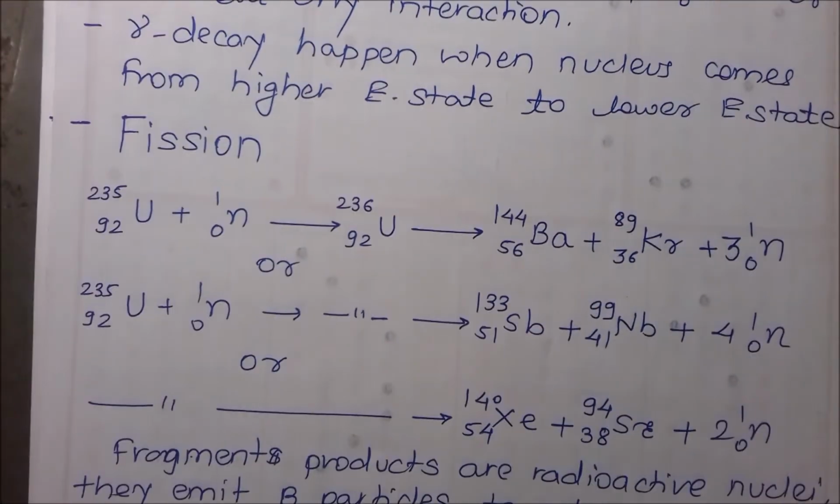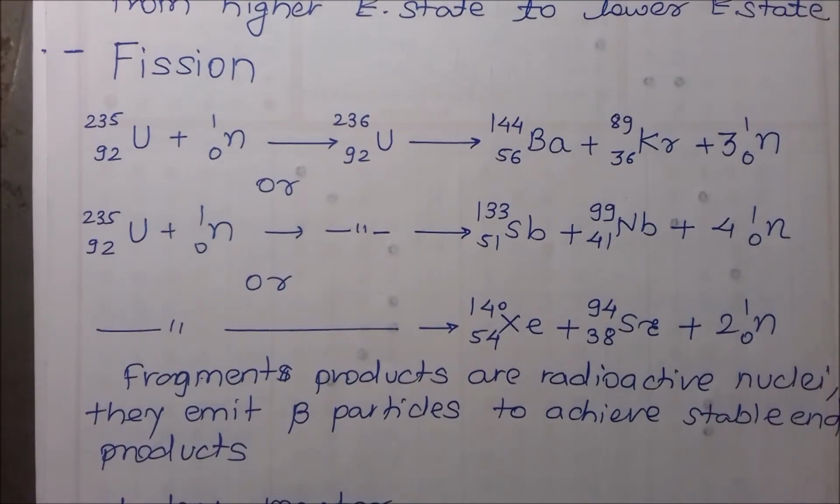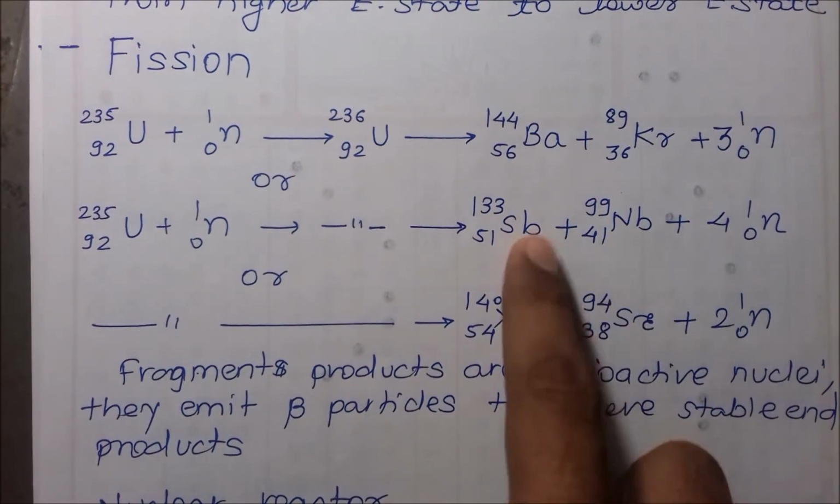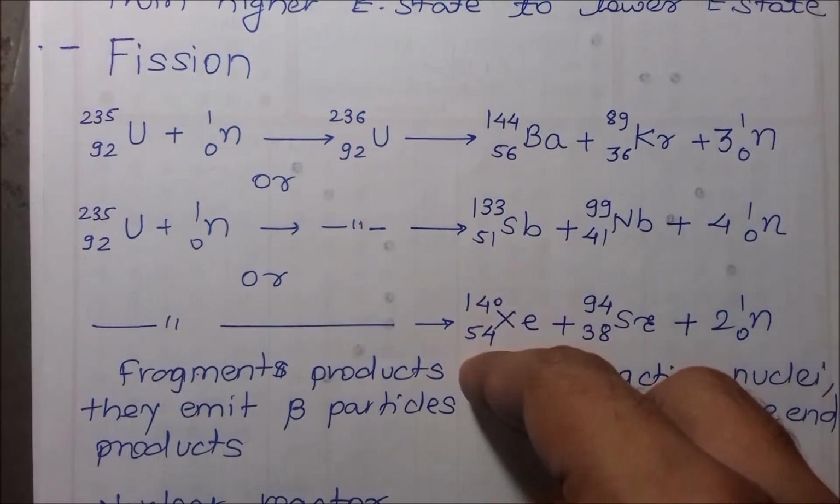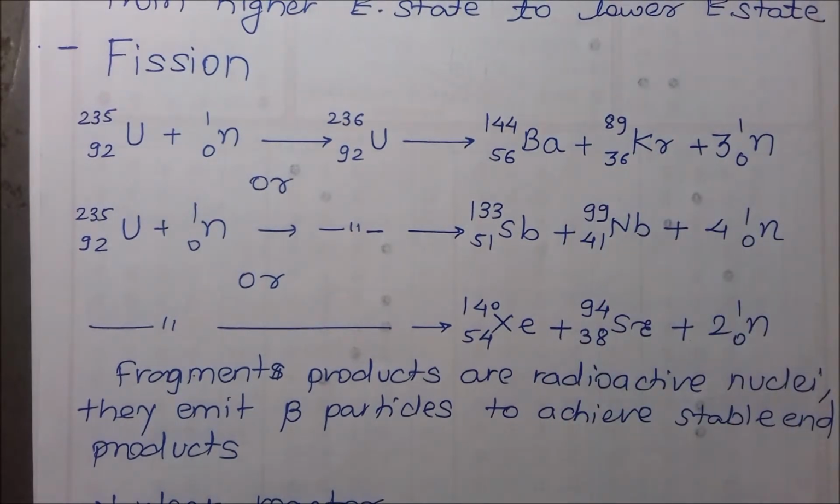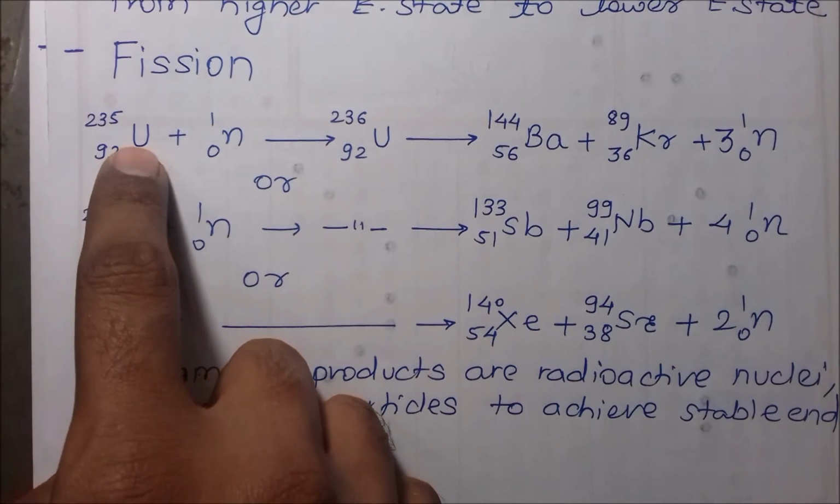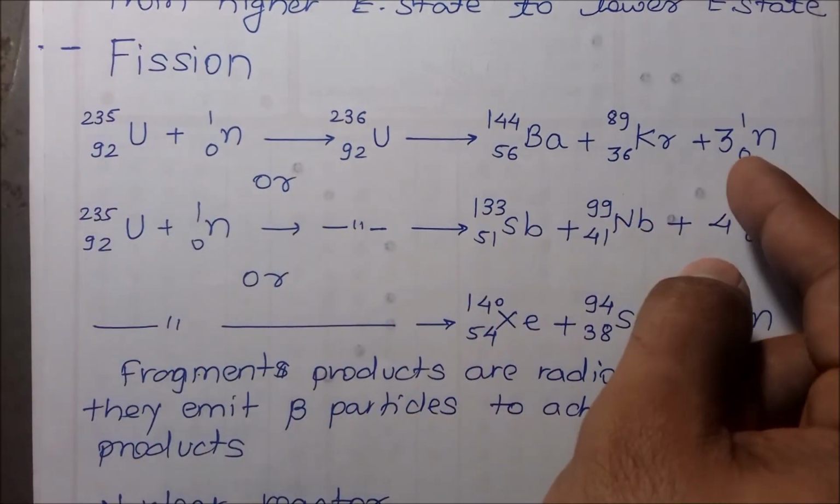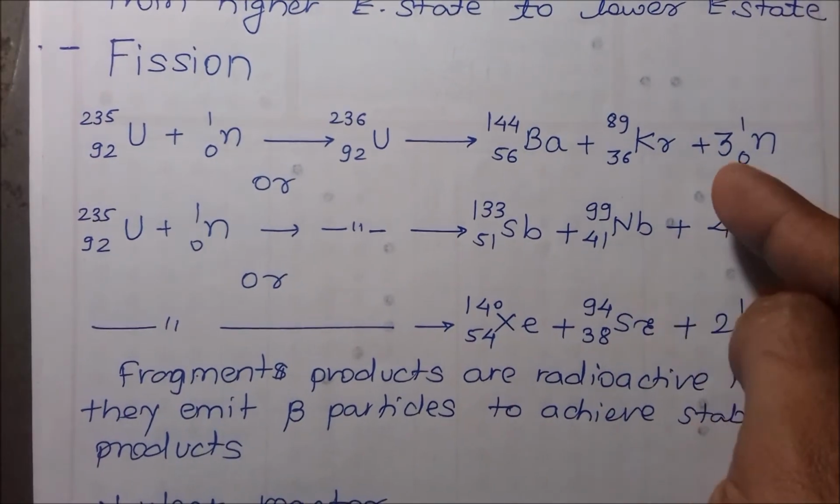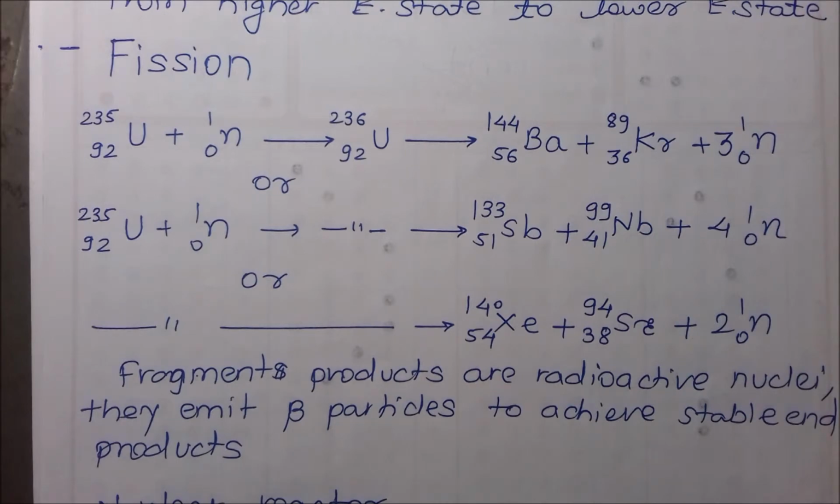Fission. If uranium is bombarded with a neutron, this fission happens. This type of fission, or this type, anything is possible. But after fission, smaller nuclei are generated, and smaller nuclei are more stable compared to uranium. And 3 neutrons are emitted here, 4 neutrons here, 2 neutrons here, and these neutrons are responsible for further fission reactions.